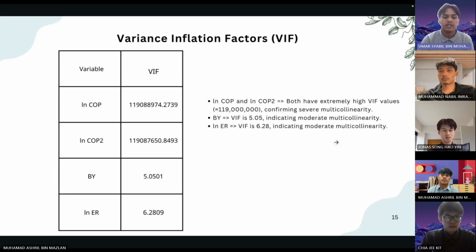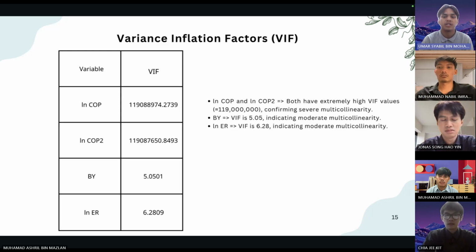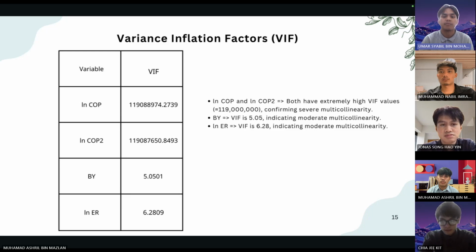So to assess the severity of the multicollinearity, we turn to the variance inflation factors. The ln crude oil price and ln crude oil price square both have extremely high VIF values, which is more than 190 million, confirming severe multicollinearity. Also, the bond yield has a VIF of 5.05, indicating moderate multicollinearity. Lastly, the ln exchange rate has a VIF of 6.28, which also indicates moderate multicollinearity. Next.